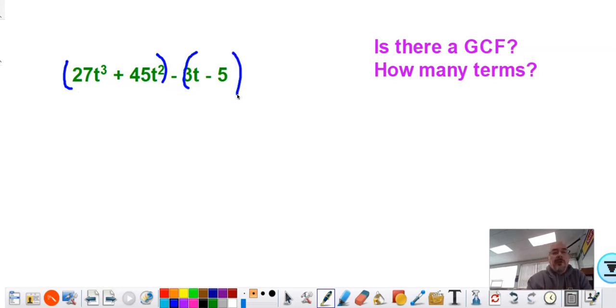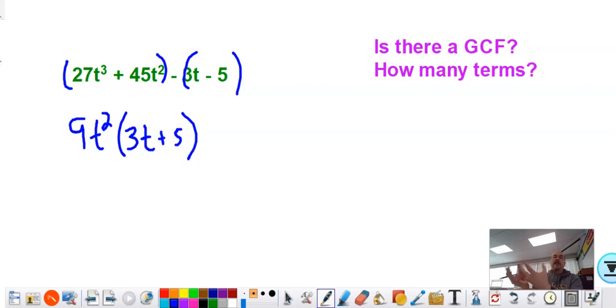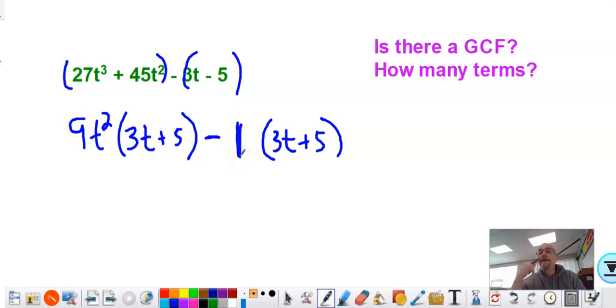The GCF of the first one is 9t squared times, let's see what's left, 3t plus 5. When I pull out the 9 and t squared, I'm left with 3t plus 5. If you don't believe me, try it. Minus, well, you know what, folks? I know this is going to be 3t plus 5, right? Think about it. And so what am I pulling out? Whoa. The only thing that changed was the sign. So I must have pulled out a minus 1. Okay, glad I decided to do this one.